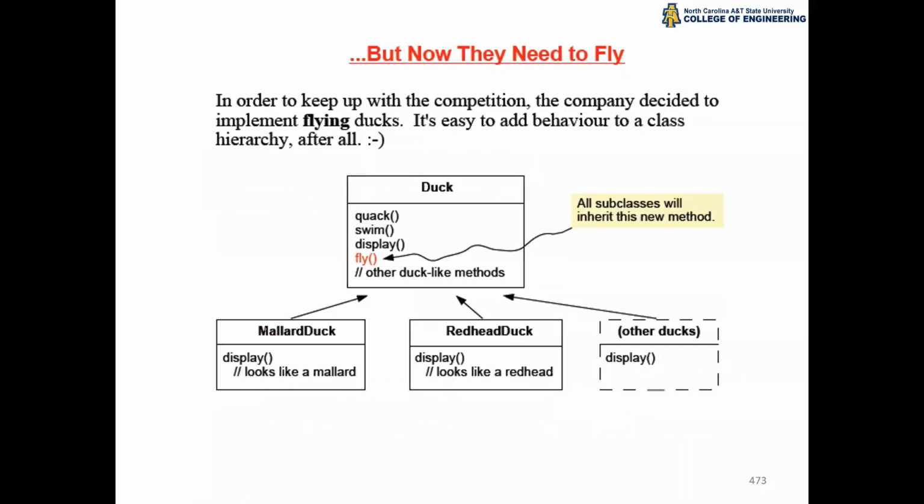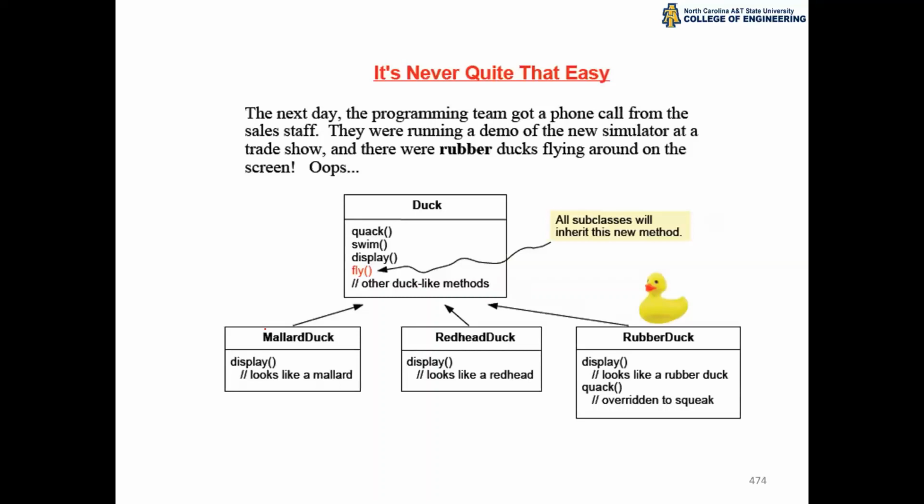So what happened? For example, you're giving the solution, and someone adds the rubber duck, and it starts flying around the screen. You don't want that. What is the solution? You can override it. That's okay.